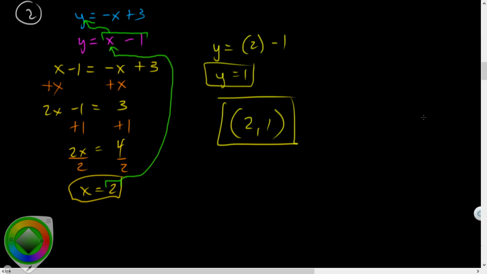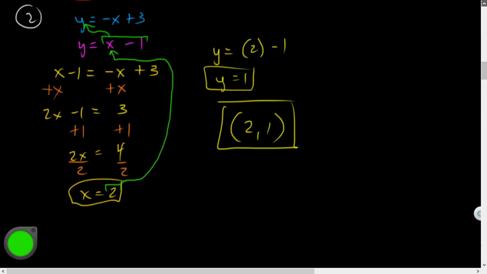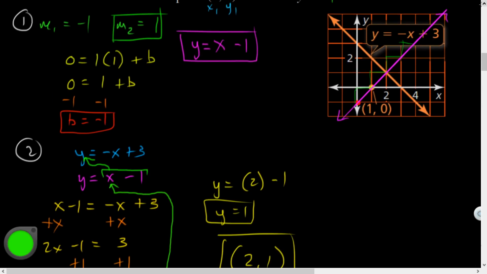Let's graph that and see what that looks like. Over 2, up 1, direct hit. That's right, kaplow, sound effects. Thank you.